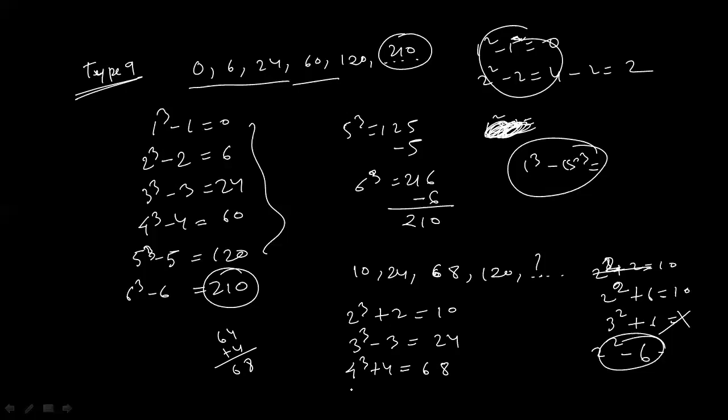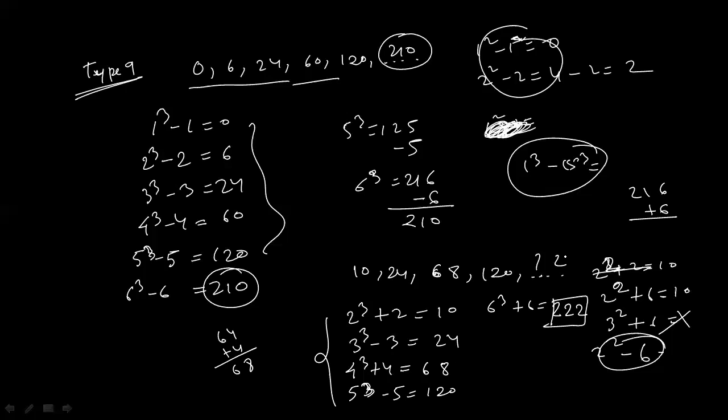Next is 5 cube, but it may be alternating. In one case it will be plus, then next case minus, then plus, then again minus. So 5 cube minus 5. 5 cube is 125, so minus 5 it will be 120. So this pattern is correct. So next will be 6 cube, and it will be plus. So 216, if you add 6 to 216, it will be 222. So your answer will be 222.